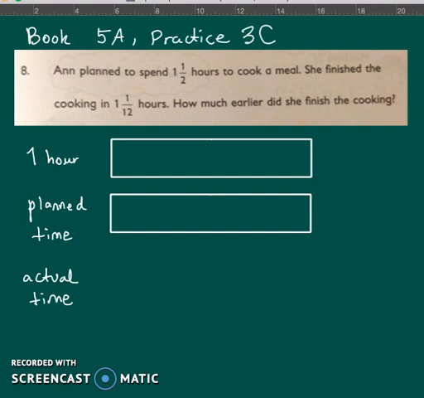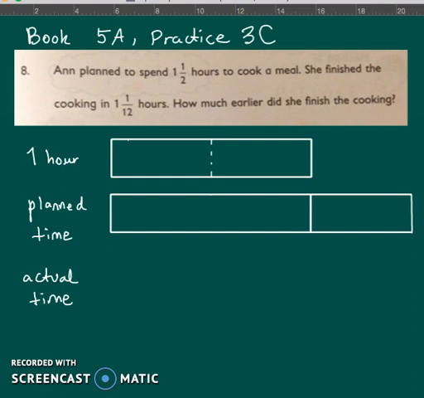So let's look at our original bar. There it is. So we will need another half of that bar in order to represent 1.5 hours. So let's add that onto our planned time. So that's how much time she planned to spend cooking. But when it actually came down to it, she finished cooking sooner. So let's try to represent 1 1/12 hours using the same bars.